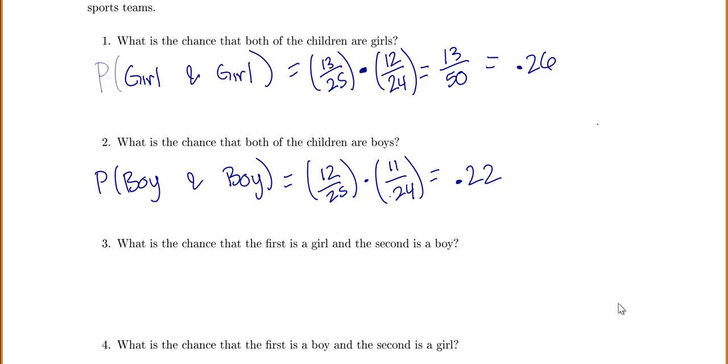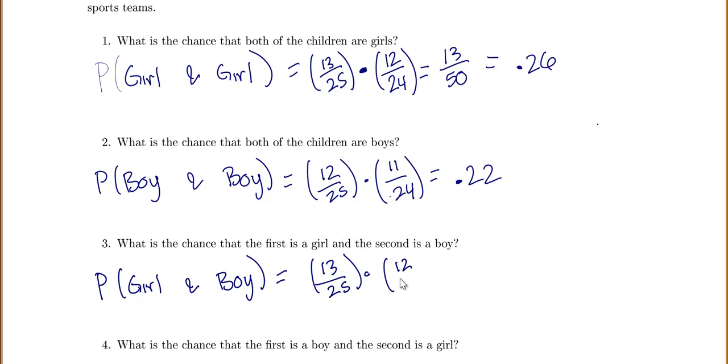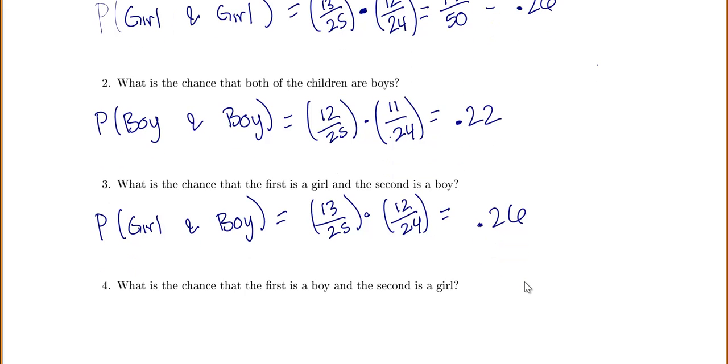Number 3, what is the chance that the first is a girl and the second is a boy? So we want specifically to get a girl and then a boy. If I want to get a girl, there are 13 girls out of 25. Now I want to get a boy. There are still 12 boys, but only 24 children, because I already chose one child. So this gives me 0.26.